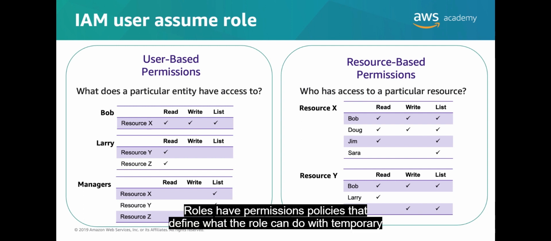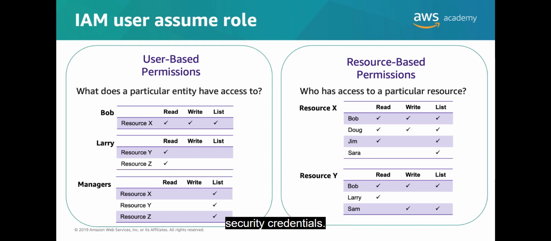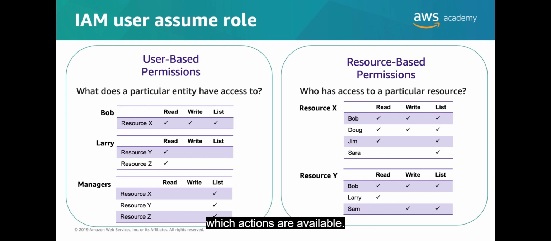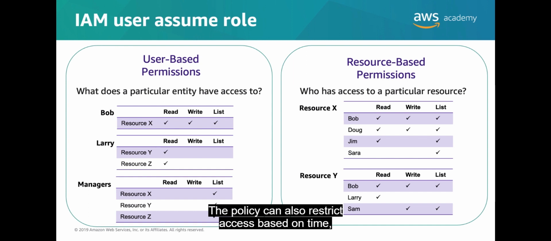Roles have permissions policies that define what the role can do with temporary security credentials. The permissions can specify which AWS services the role can access and which actions are available. The policy can also restrict access based on time, date, source IP address, and other parameters.